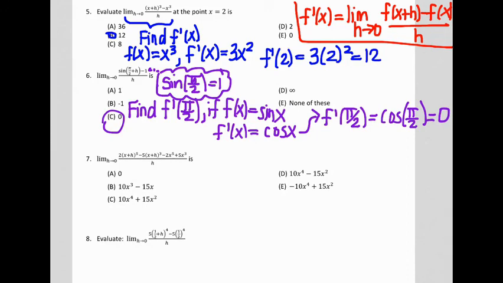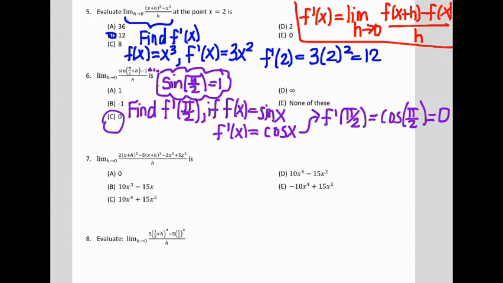Once you get the hang of these, they're so easy to spot. Number 7, the limit as h goes to 0. Uh-oh, definition of the derivative. We've got 2 times x plus h to the 5th minus 5 times x plus h cubed, minus 2x to the 5th plus 5x cubed. Notice the first part of this and the second part of this are similar because it's the function at x plus h minus the function at x.